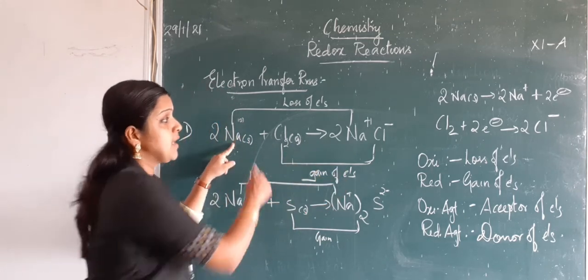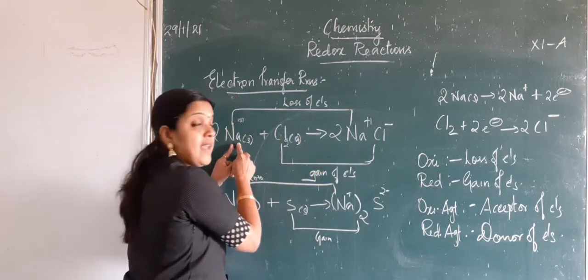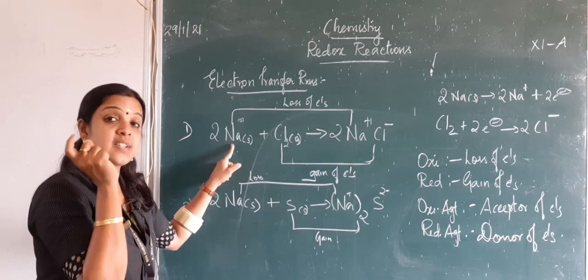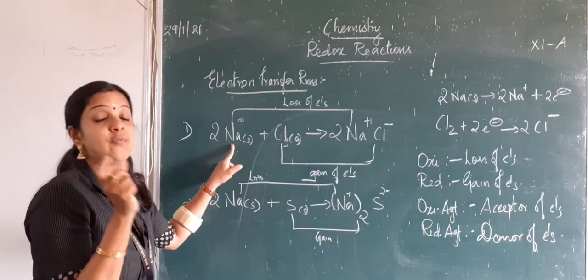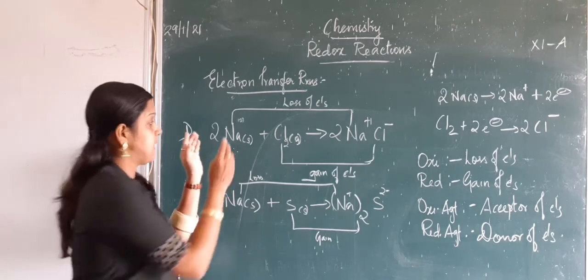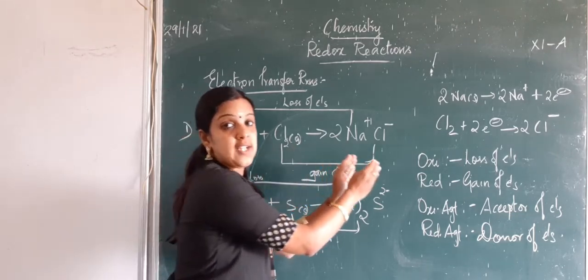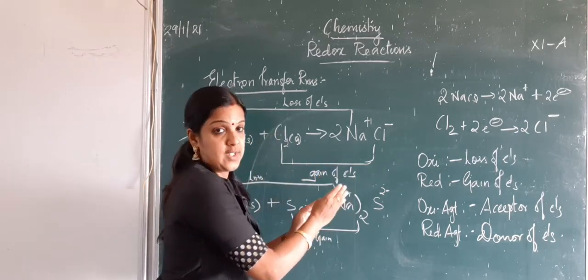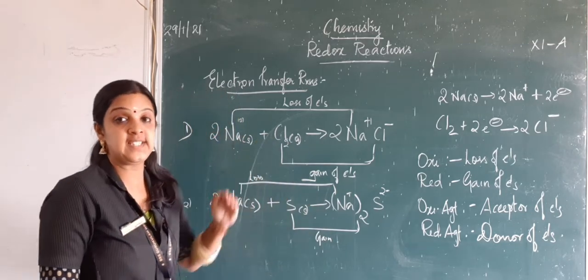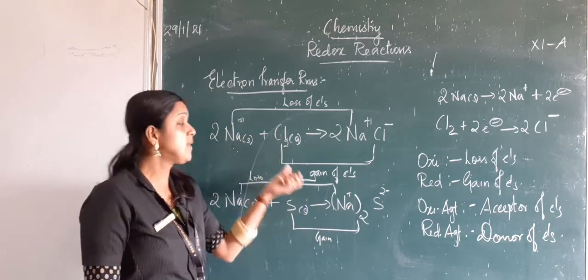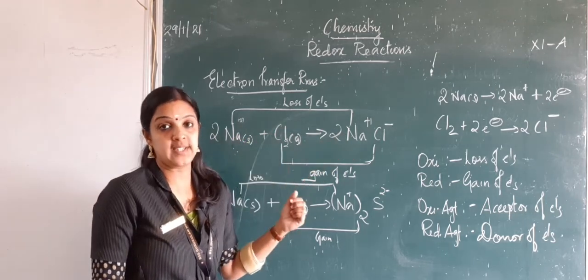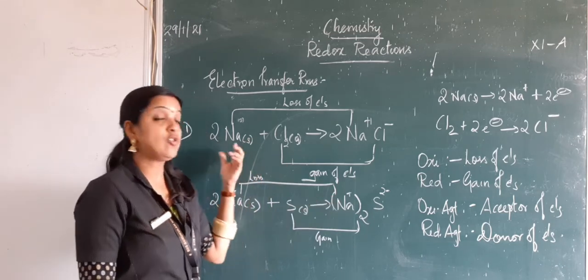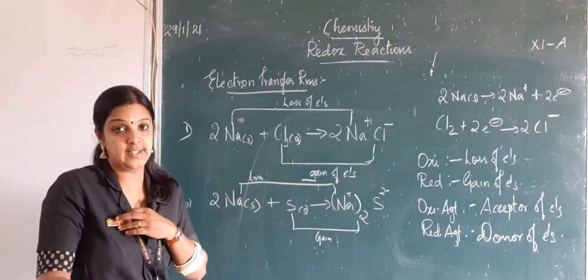Now the sodium which is getting oxidized will be acting as a reducing agent. What is the role of sodium? It actually is getting oxidized, but it itself will act as a reducing agent. Means it helps the chlorine to get itself reduced. So what is the role of chlorine? Chlorine undergoes reduction, but it acts as an oxidizing agent. That is, chlorine helps sodium to get itself oxidized. So a good oxidizing agent will undergo reduction and a good reducing agent will undergo oxidation.